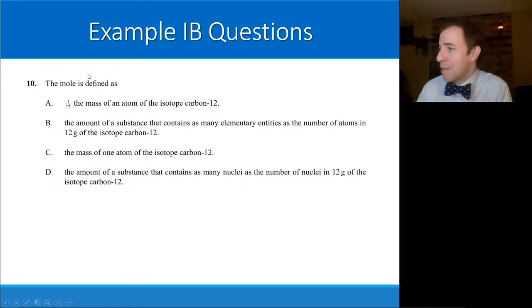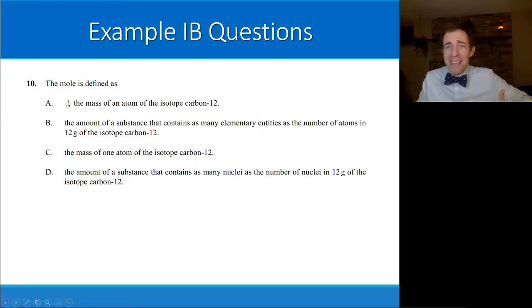So this is an IB question that has happened in the past. You should be able to define what a mole is. Is it A, 1/12 of the mass of an atom of the carbon isotope carbon-12? B, is it the amount of a substance that contains as many elementary entities as the number of atoms in 12 grams of the isotope carbon-12? Is it C, the mass of one atom of the isotope carbon-12? Or is it D, the amount of a substance that contains as many nuclei as the number of nuclei in 12 grams of the isotope carbon-12?